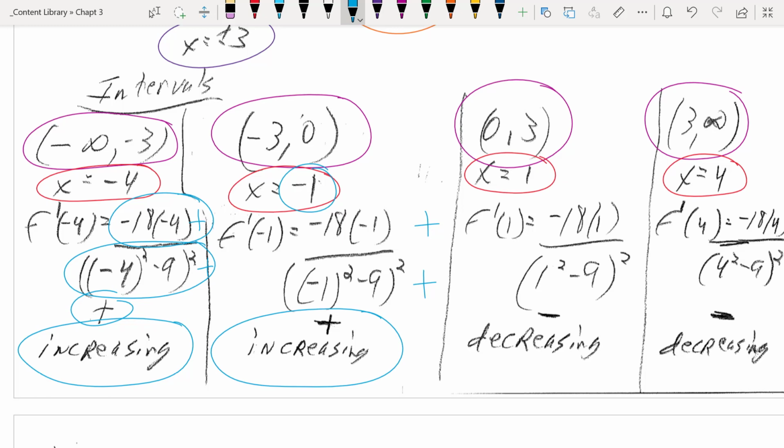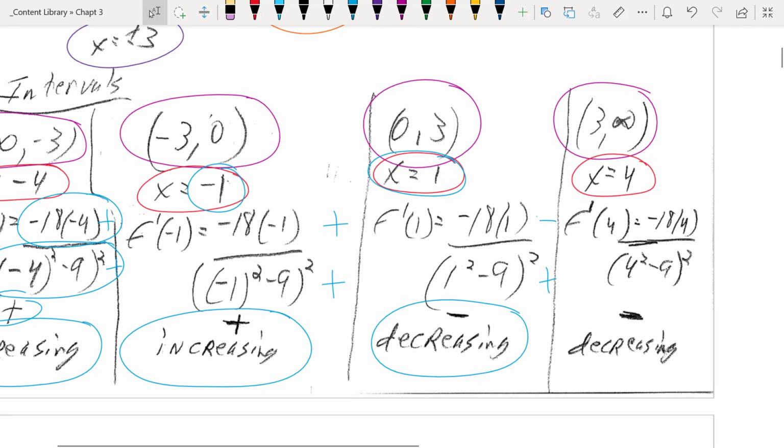Now I go ahead and substitute in this number right here, which is 1. So notice negative 18 times 1 is going to be negative. And then this is always positive because anything being squared is positive. Negative divided by positive is a negative, so that interval is decreasing. And then on this last interval right here, again, substituting in your number, which is 4. So negative 18 times 4, well, that's going to be negative. That's going to be positive. So that becomes negative. So that interval is decreasing.